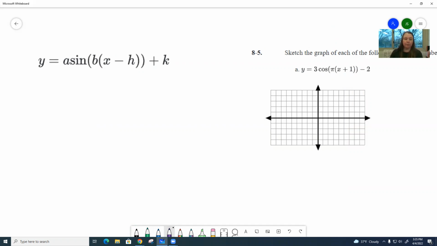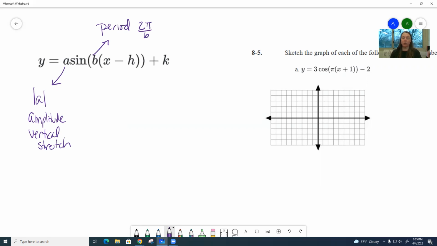So as a reminder, this A, the absolute value of A really, is our amplitude. That's just our vertical stretch. Like how tall will it be? Okay, the B helps us to get our period. It is not our period. 2 pi over B is our period. That's the horizontal length it takes to complete one cycle of either the sine or the cosine.